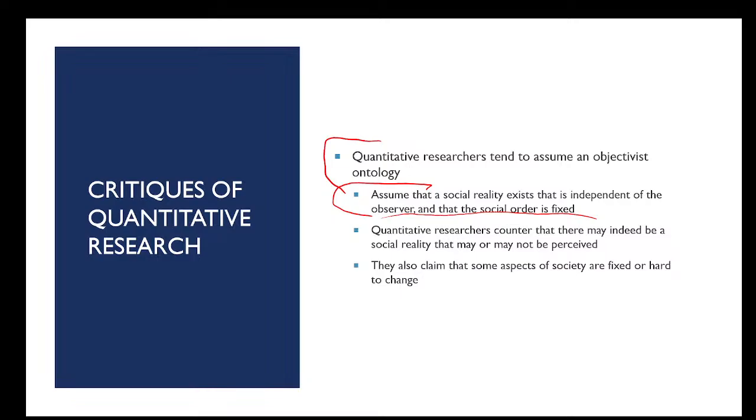So quantitative researchers generally say there might be a social reality that's not perceived, but that we can measure certain things that will tell us certain things about society, right? So anyway, critiques of quantitative research.